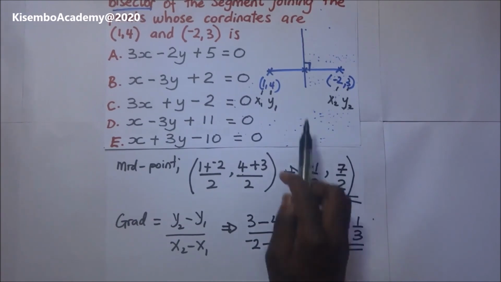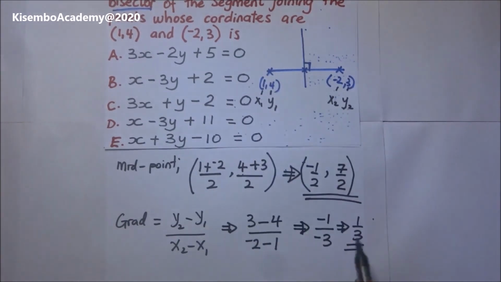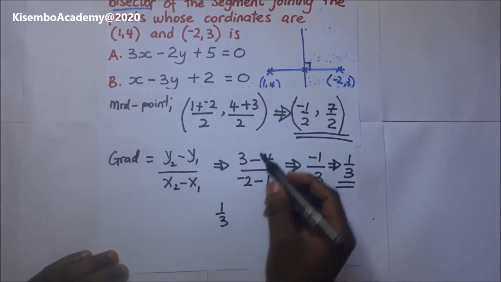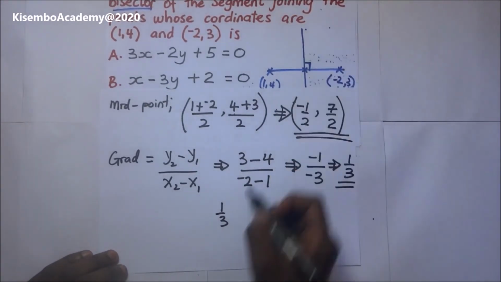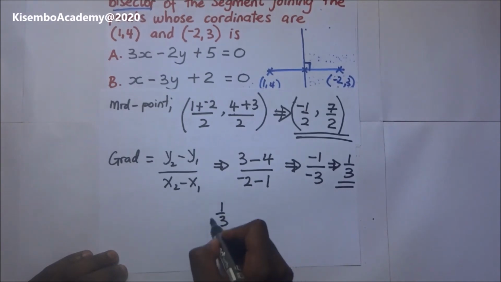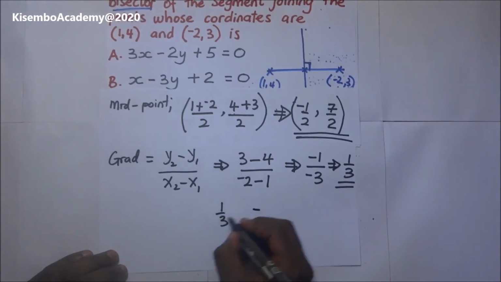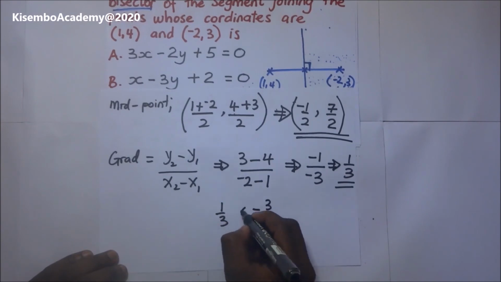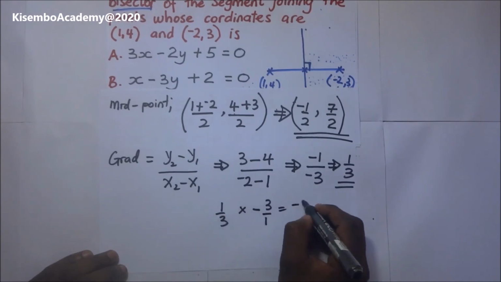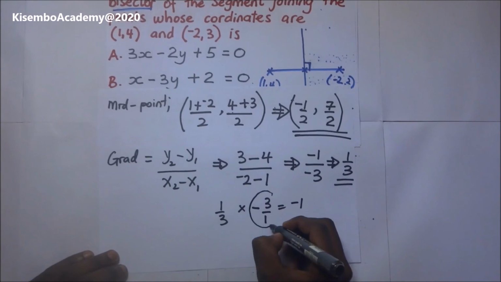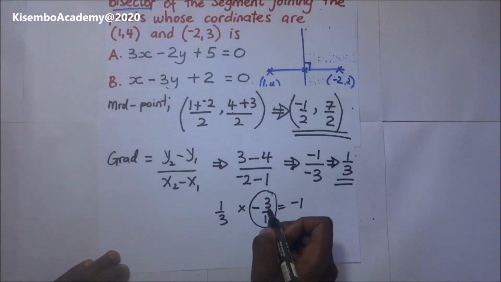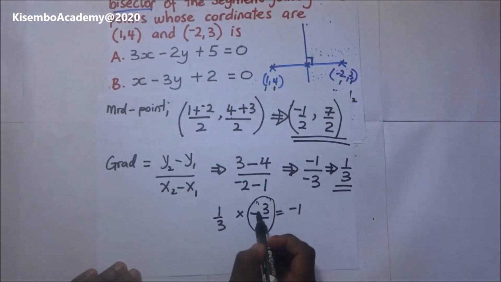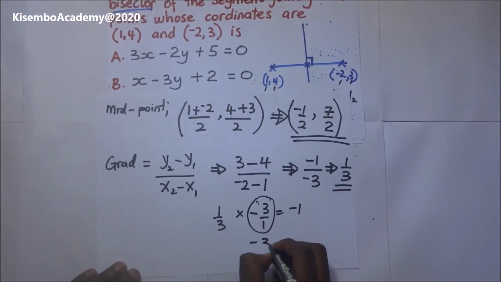So the gradient of this line is a third. Now, if the gradient of this line right here is a third, it means the gradient of the perpendicular bisector is the negative reciprocal of this. So it's going to be the negative reciprocal, which is -3/1, because when you multiply this by that, it's supposed to give us -1. So it is -3/1, which is -3. So the perpendicular bisector's gradient is -3.